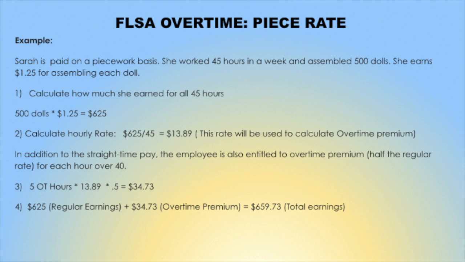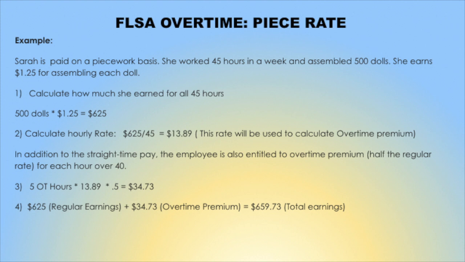Now she worked 45 hours, so we will calculate her regular hourly rate by dividing 625 by 45 hours worked, and her regular rate is 13.89. Now this rate will be used to calculate the overtime premium.